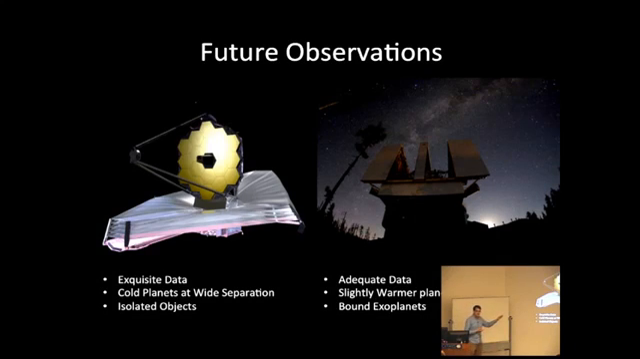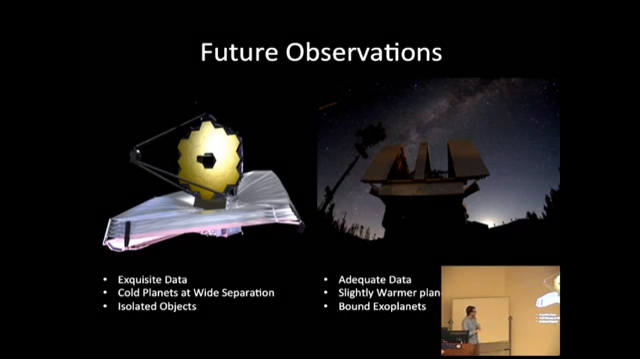We'll only get adequate data, kind of like I showed on those previous spectra. Those are kind of ratty spectra. That's about as well as we can do with ground-based data on the coldest things. But the slightly warmer planets we can do, and the real bound exoplanets we can do from the ground. So, thank you.